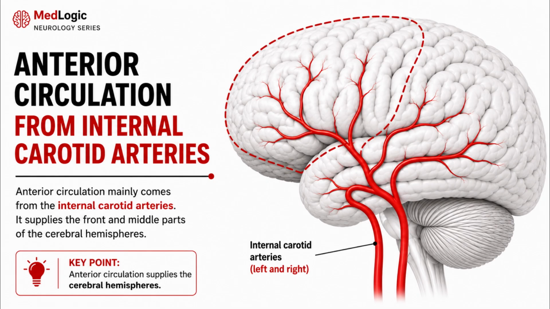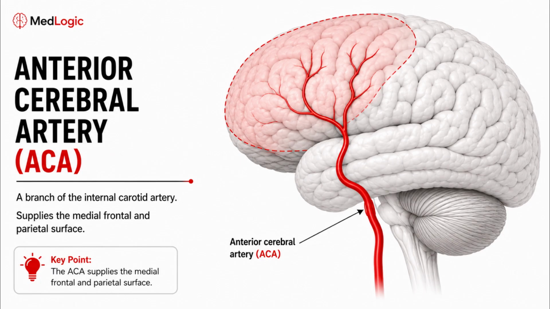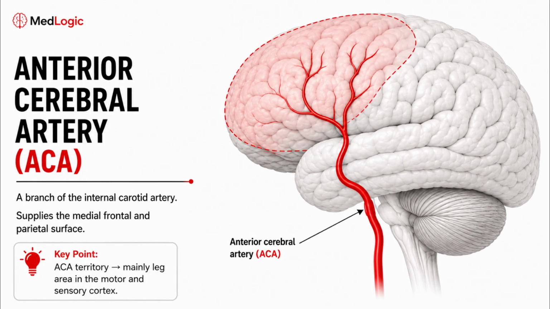The first one is the anterior cerebral artery, or ACA. The anterior cerebral artery is a branch of the internal carotid system. It supplies the medial frontal and parietal areas of the brain. Clinically, this is important because the leg area of the motor and sensory cortex lies more medially. So if a patient has weakness or sensory loss mainly affecting the opposite leg, think about the anterior cerebral artery territory. In simple words, ACA means leg area.